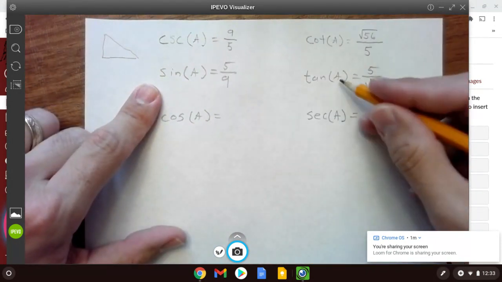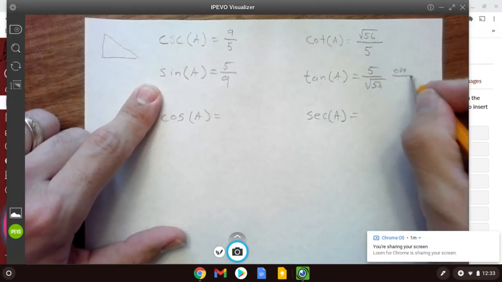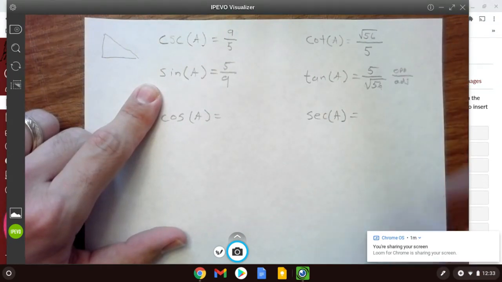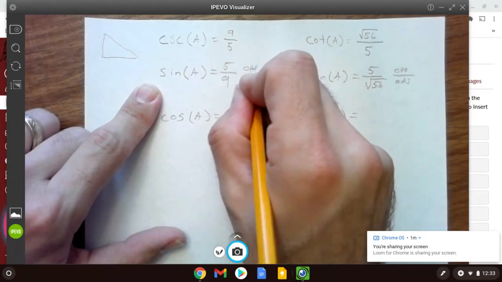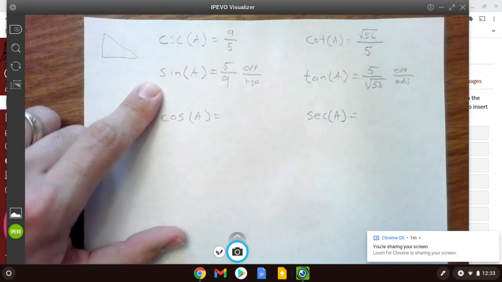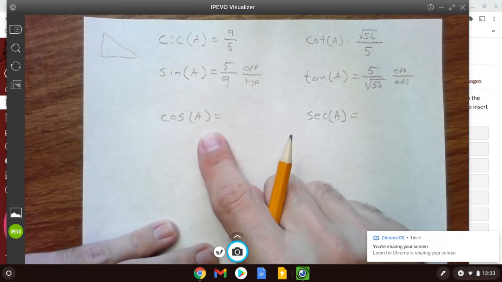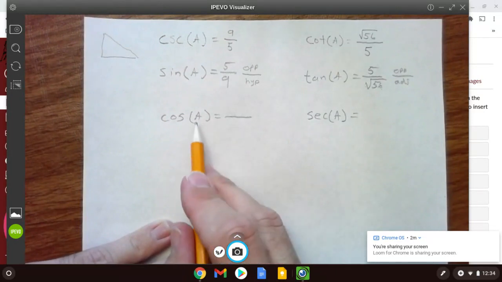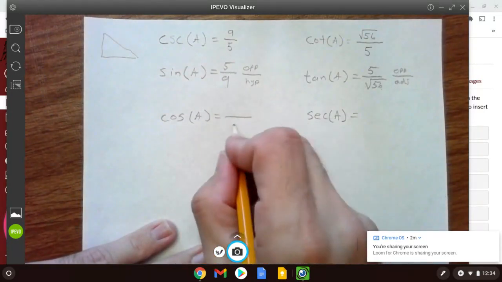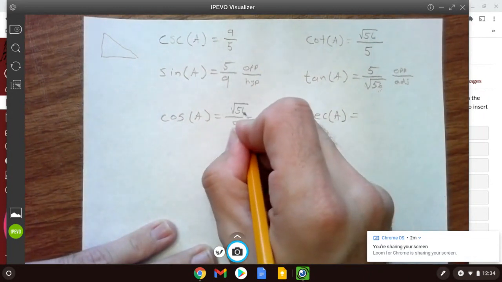Because we know that tangent is 5 over this, and tangent is equal to opposite over adjacent, and sine is equal to opposite over hypotenuse, I can pull from each of these to figure out my cosine. So remember, cosine is equal to adjacent over hypotenuse. Well, the hypotenuse is going to be a 9 here, and the adjacent side is going to be this root 56, square root of 56.